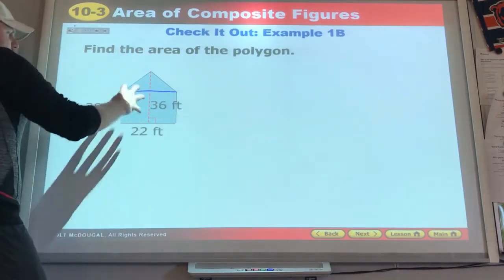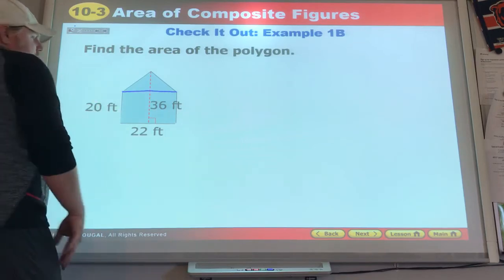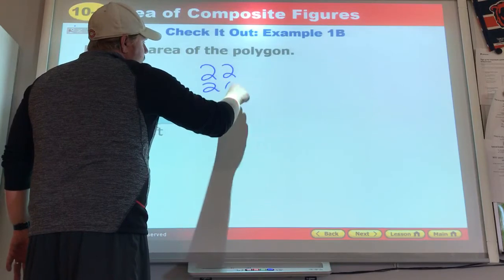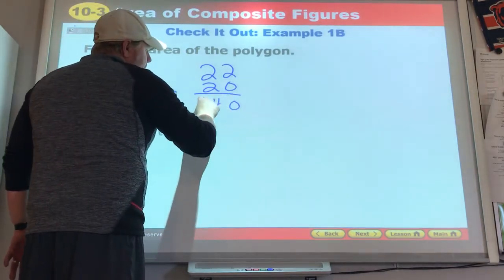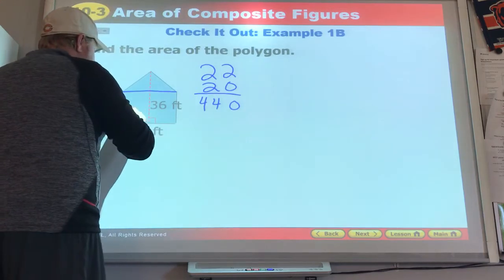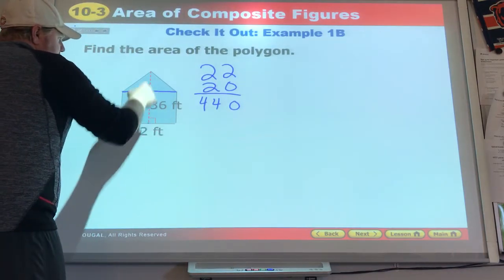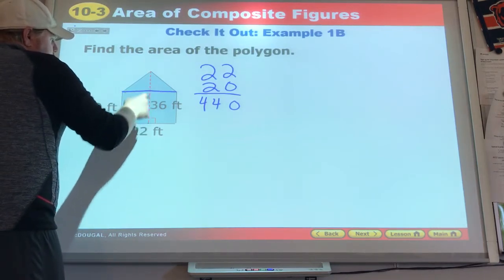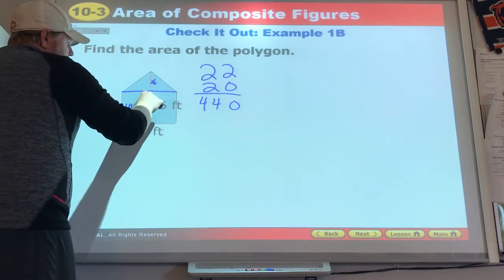We're going to divide it into a rectangle and a triangle. 20 by 22, that's to get the rectangle. Length times width. 440 is this whole shape. So this is 36 from bottom to top. This is 20. So 20 to get to 36, I have to have 16 more. And I know this is 22.